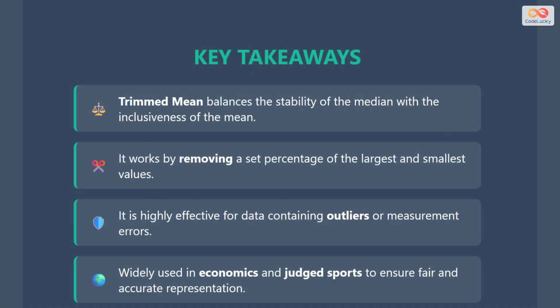To wrap up, remember that the trimmed mean balances stability and inclusiveness. It works by slicing off a percentage of extremes from both ends. It is the go-to tool for handling data with outliers or errors, and it is the standard in fields ranging from international sports to global economics.